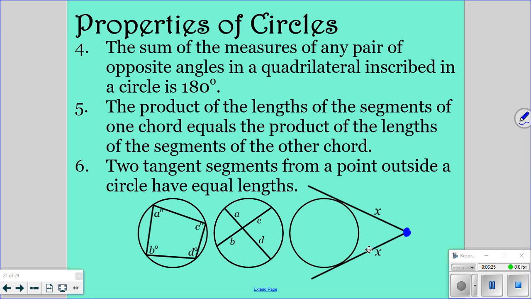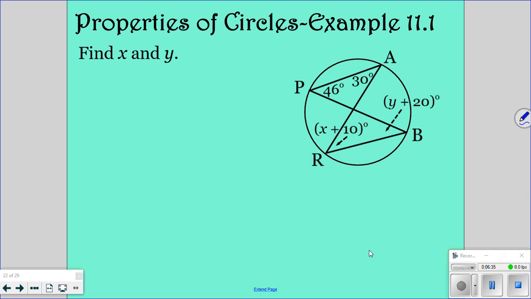So again, hopefully most of those are reviewed from geometry. I know that's been a little bit, so that's why we want to review them just in case you've forgotten them. So we're going to practice finding x and y.